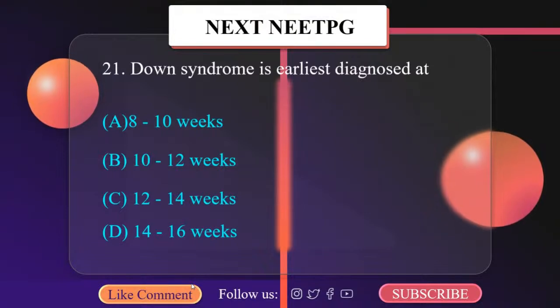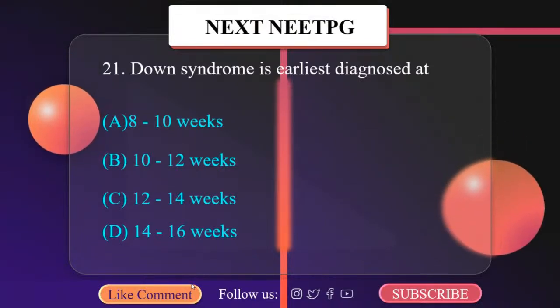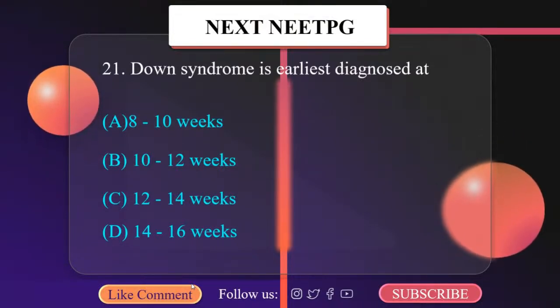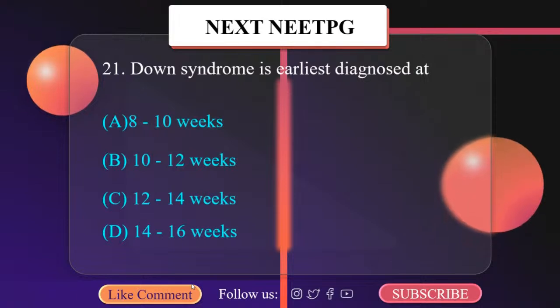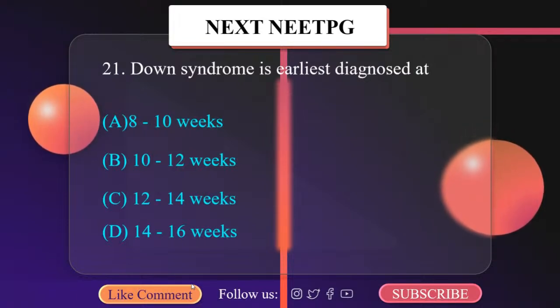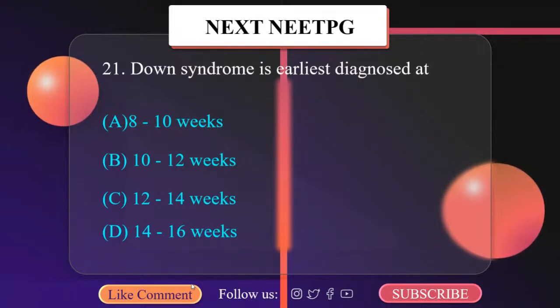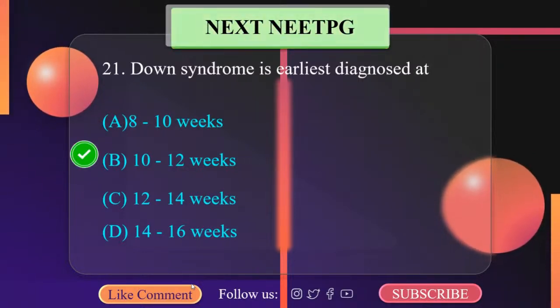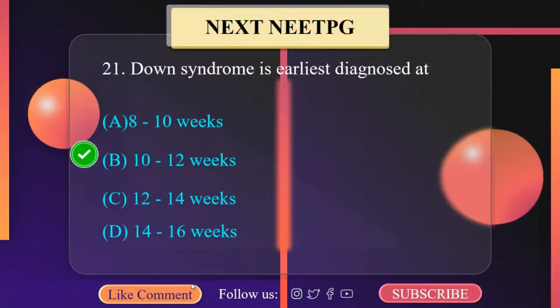Down syndrome is earliest diagnosed at? Very important question. Down syndrome is very important in pediatrics as well as obstetrics and gynecology. A. 8 to 10 weeks, B. 10 to 12 weeks, C. 12 to 14 weeks, D. 14 to 16 weeks. It is 10 to 12 weeks.